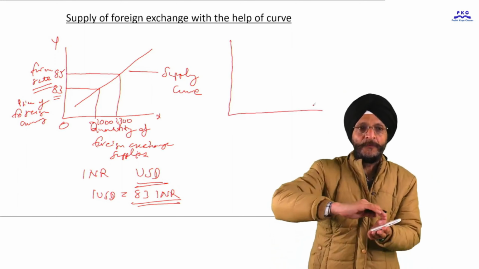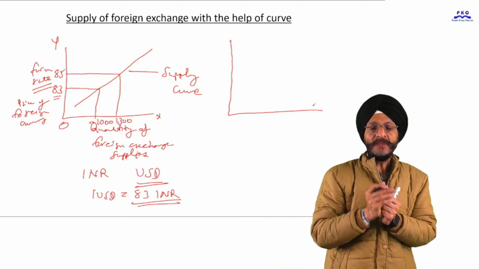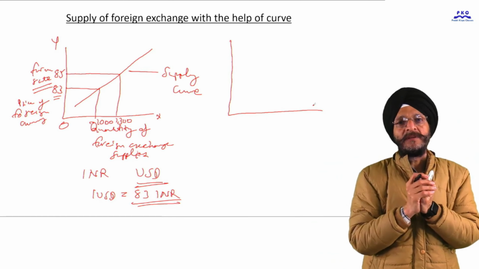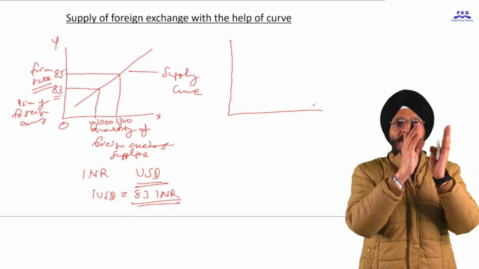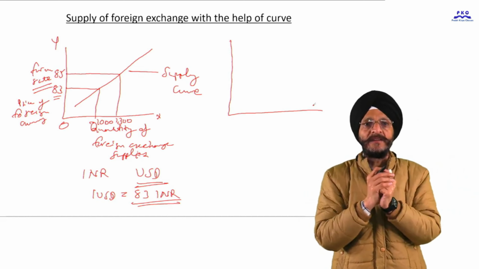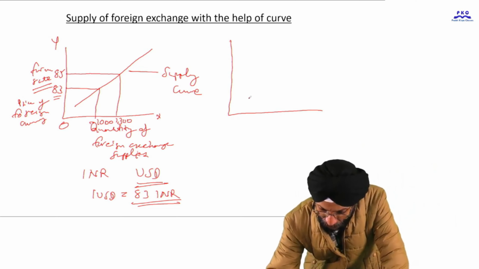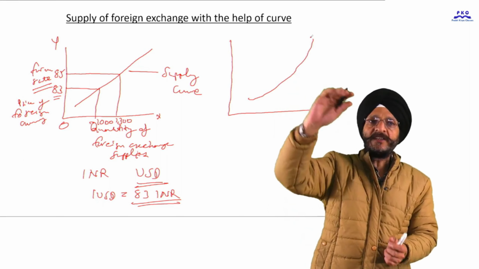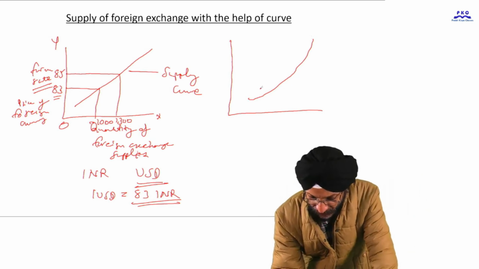Though we have formed it in the form of a straight line, it is simply to make the concept simpler, so that you understand the direct relationship between supply and forex rate. This is the simple understanding. But in actual reality, the form of the supply curve may be something like this. It may not be a straight line. It may be in the form of this one.